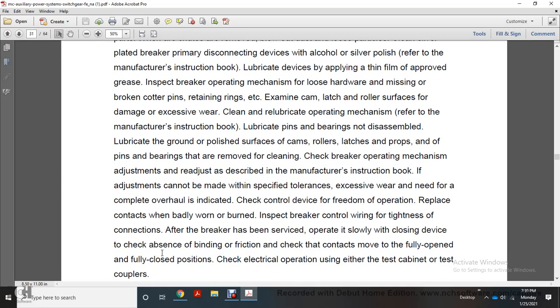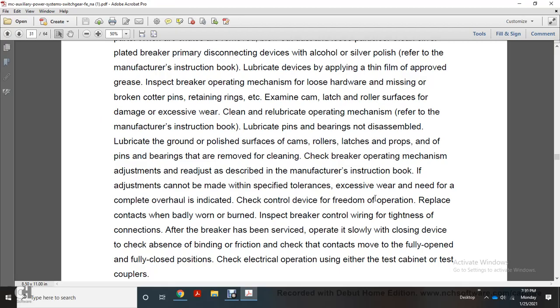Lubricate the ground, polished surfaces of the cam and roller, latches, props, or any other bands and bearings that are removed for cleaning. Check the operating mechanism and adjust and readjust as described in the manufacturer's instruction book. If adjustment cannot be made within the specified tolerance, excessive wear is indicated and a complete overhaul is needed.